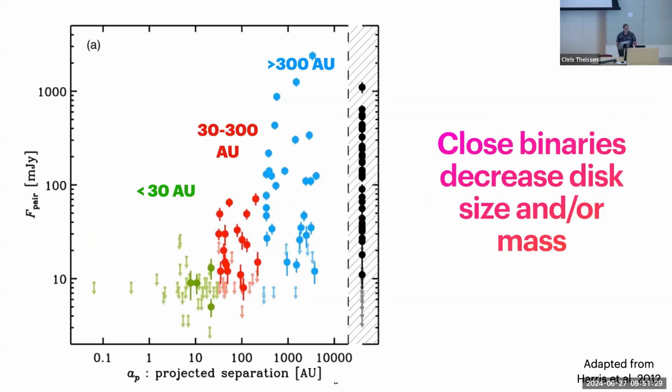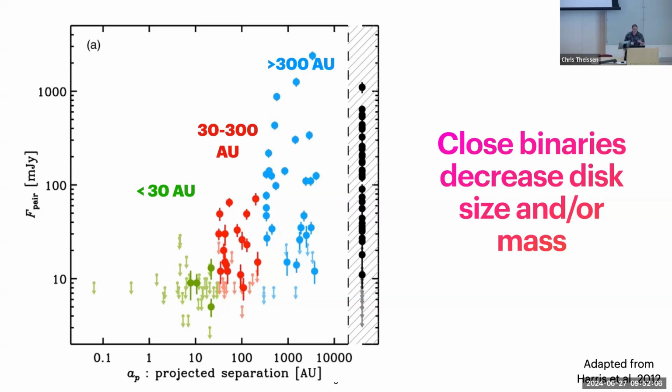We also have found that close binaries decrease disk size, and this is by using millimeter flux as a proxy for the amount of the disk size or the disk mass. So this is showing millimeter flux against the projected separation of the binary, again, in the Taurus star forming region. The black dots on the right are the single stars, and then the color coding shows different separation regimes for the binaries. You can see that again, as the binary separation decreases, the millimeter flux also decreases, suggesting that you have less material in your disk to form planets.